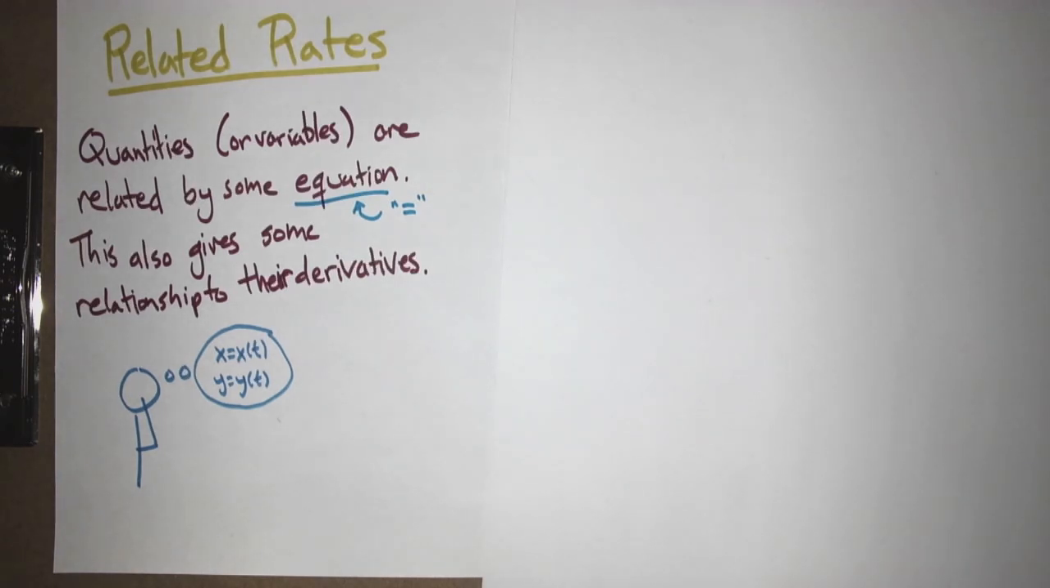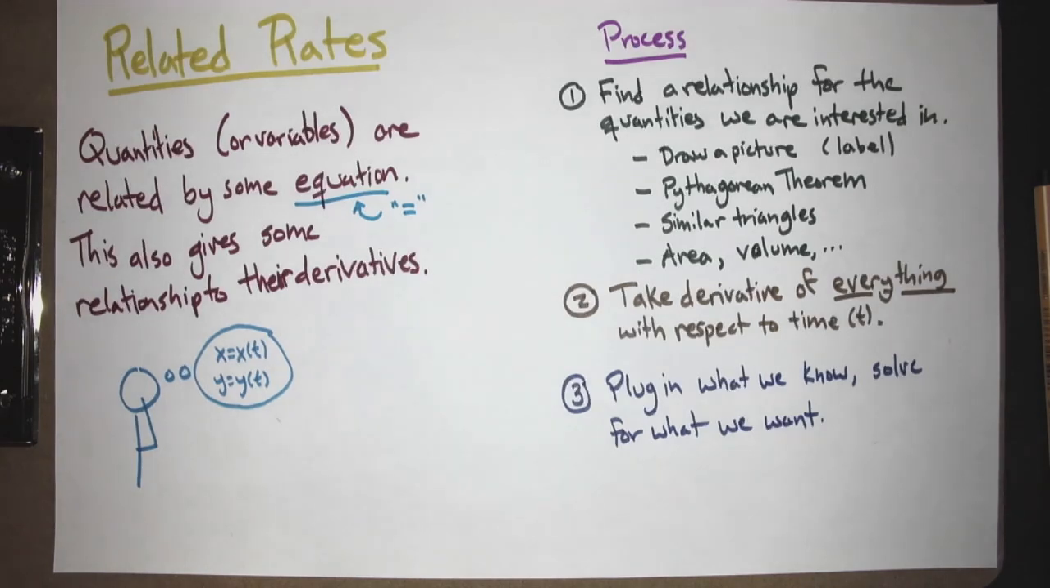So maybe our relationship connects X and Y together. Great. But now there's a hidden variable T that says X depends on time, Y depends on time. And now, since things depend on time, we can take the derivative of everything with respect to time. Much like what we would do if we were doing implicit differentiation. In fact, there's a very, very serious overlap. Similar ideas going on. So, what's the process for related rates?